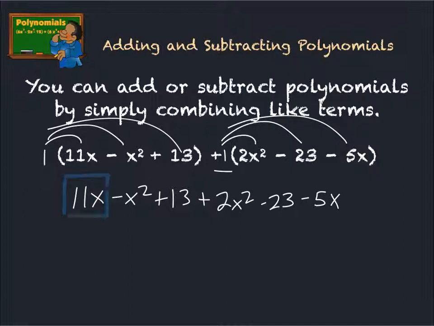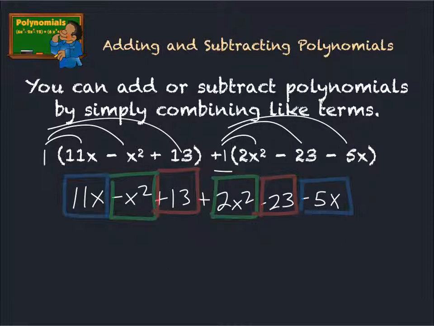So over here in blue, we have an 11x. Do you see any other terms that have just an x, right over here? So we'd be able to combine those two terms. Then in green, we have a negative x squared. Do you see any other monomials that have an x squared? Yes, right over here. And then in red, we have this constant 13. Do you see any other constants? Yes, right here, negative 23. So all we would do is add their coefficients.